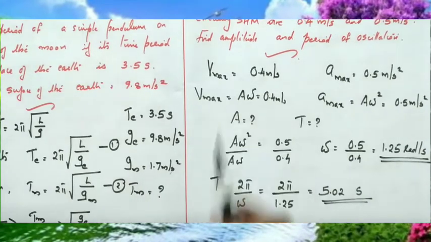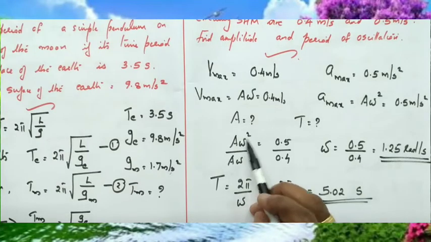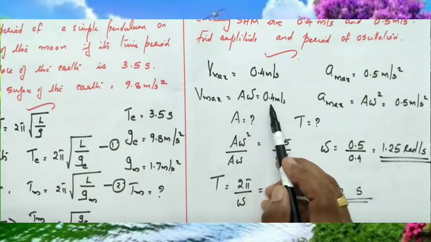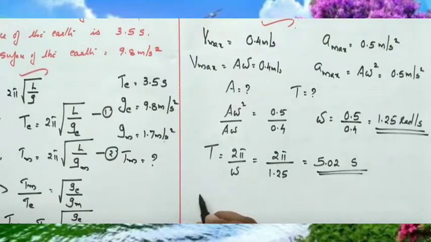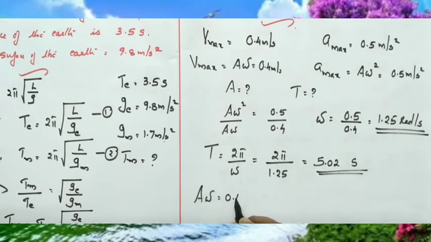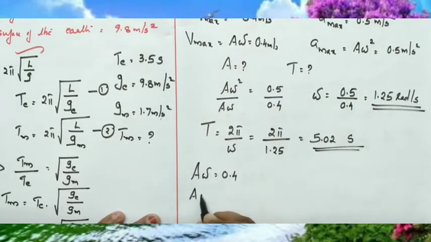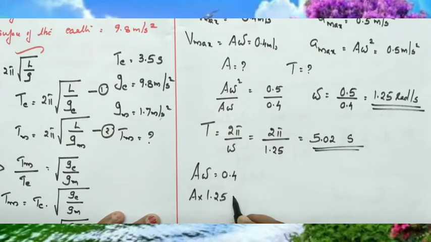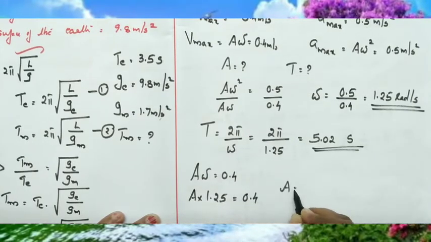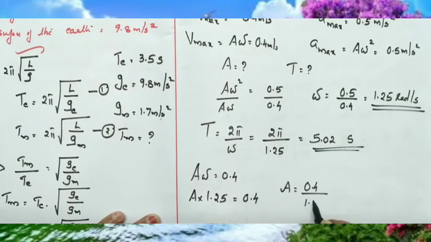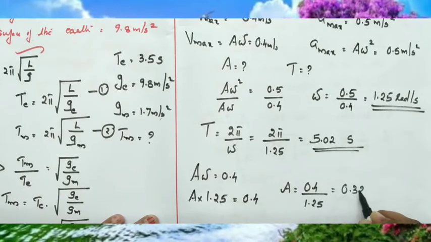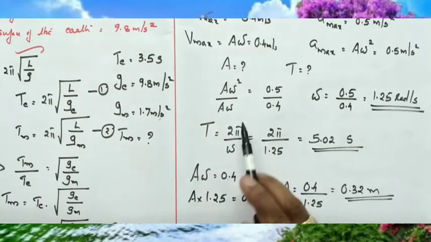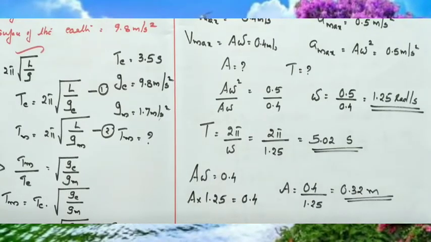Now, how will you find the amplitude? If you know omega, substitute into either equation. A omega is 0.4 meter per second, and substituting omega as 1.25 radians per second, we get A as 0.4 divided by 1.25, and if you simplify the answer is 0.32 meter. So using the direct formulas we can find the amplitude and time period.